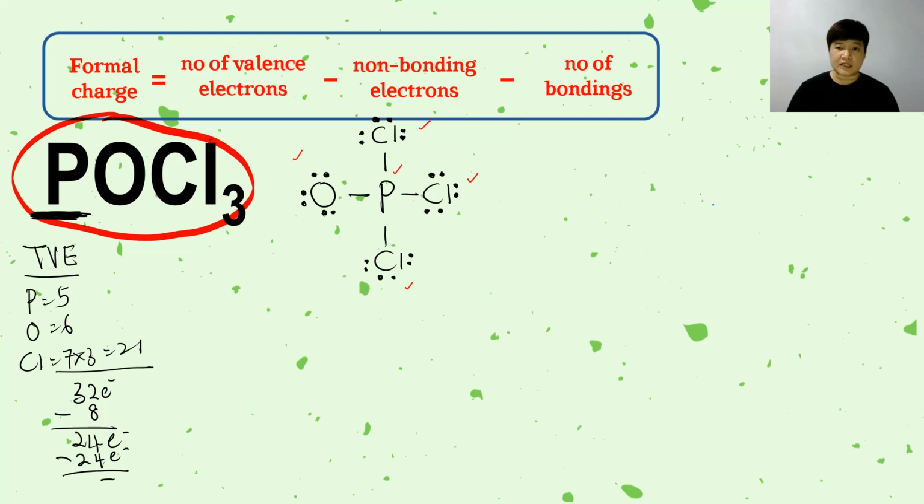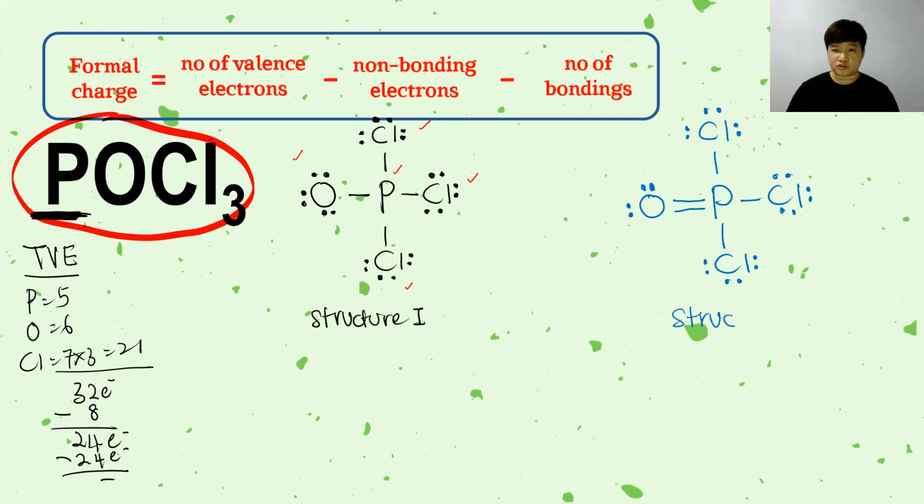So you can have another possible Lewis structure where your phosphorus remains in the center. All the chlorines remain unchanged with their lone pairs, but the oxygen changes. The oxygen will form a double bond with the phosphorus. Therefore, the oxygen donated one of the lone pairs, and now the oxygen only has 2 lone pairs left. So this is another possible Lewis structure. That is my structure 1, and this is my structure 2.